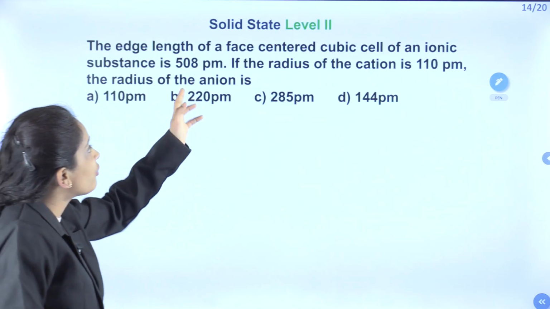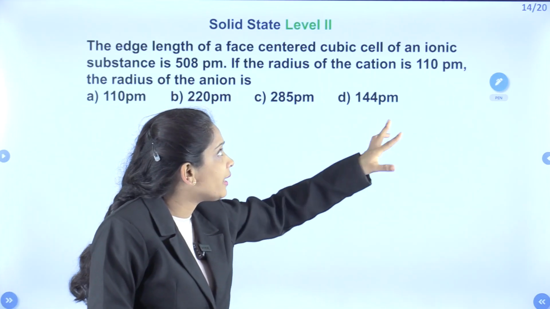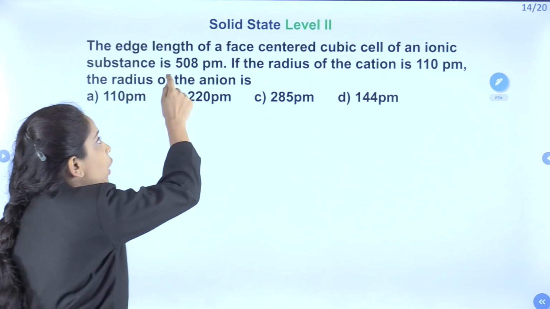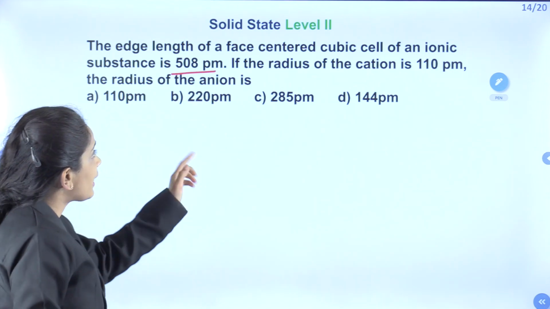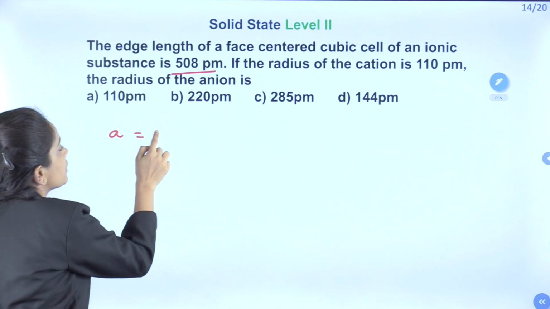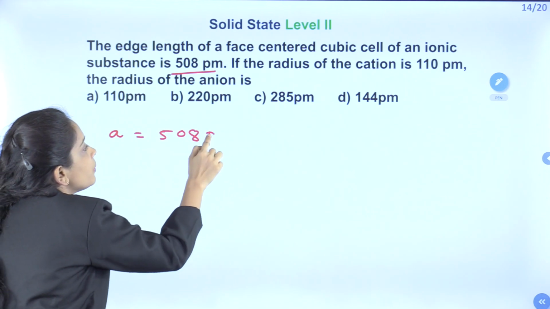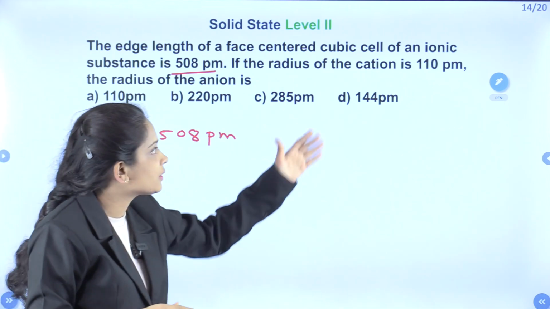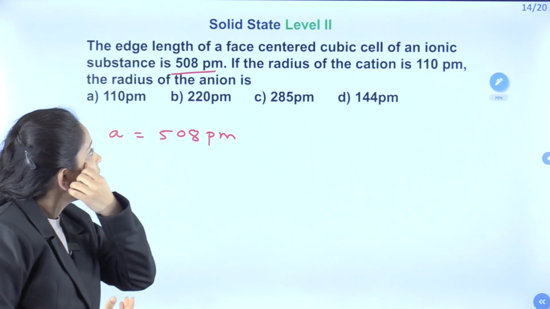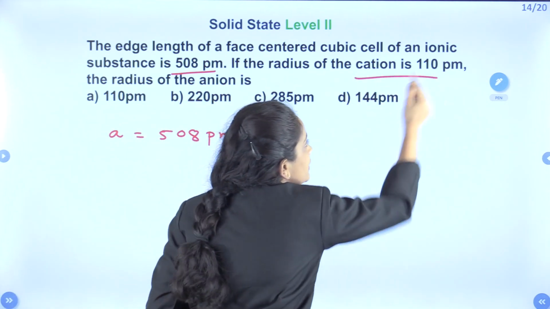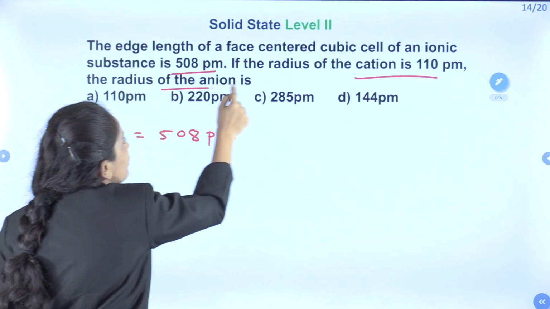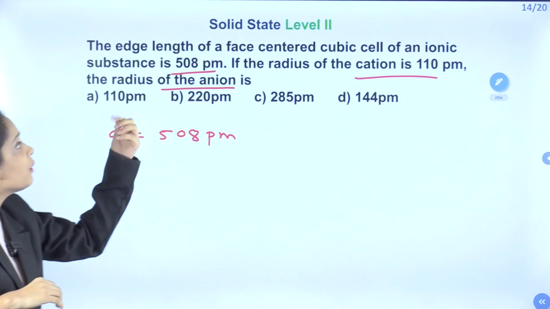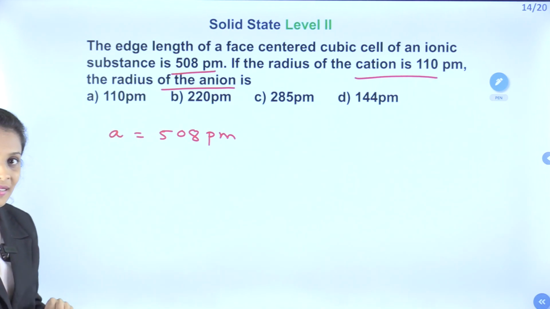The edge length of a face-centered cubic unit cell of an ionic substance is 508 picometer, which is given to us. So can I say the edge length, meaning the a value, is given to us, which is 508 picometer. No need to change the unit, because all the answers given to us are in picometer only. If the radius of the cation is this much, what is the radius of the anion? They have given the value for the cation radius but asked about the anion radius, yes or no?